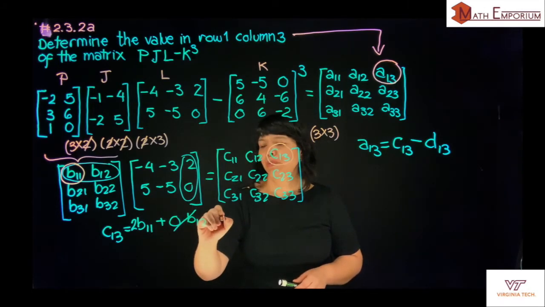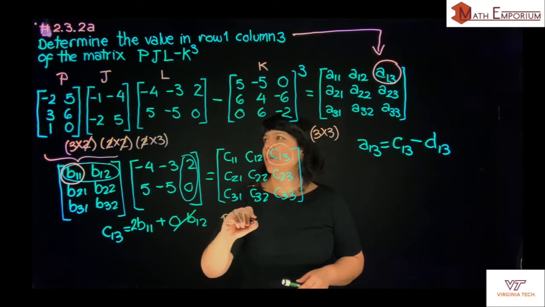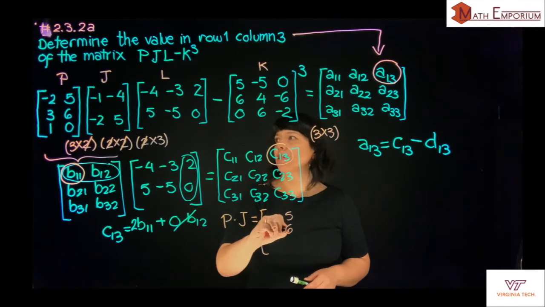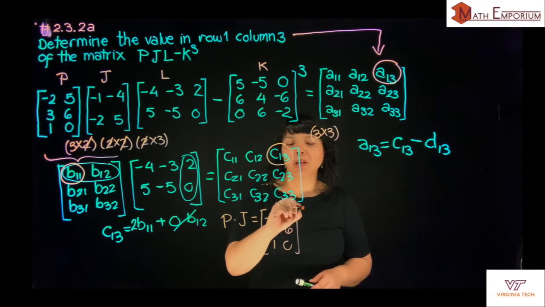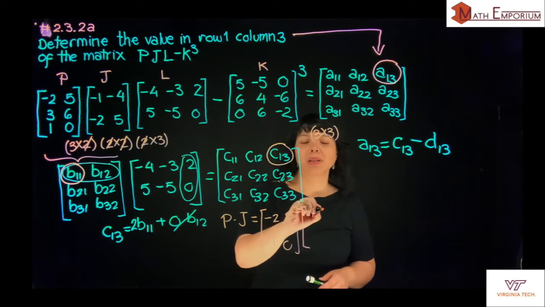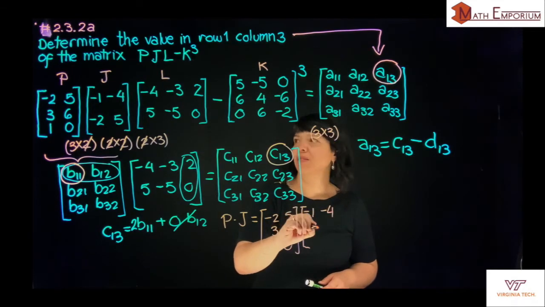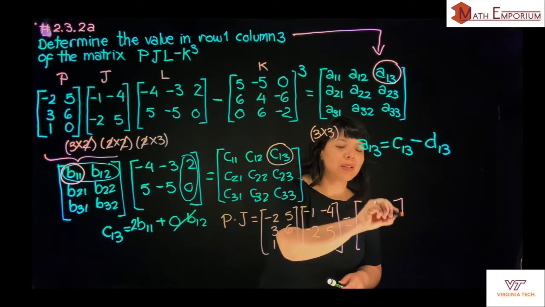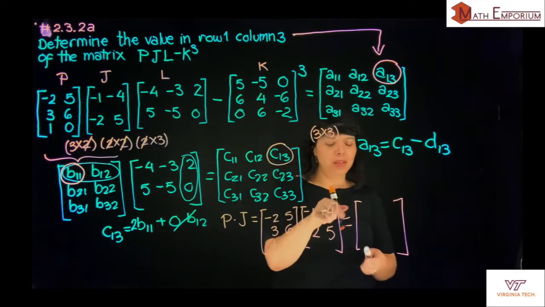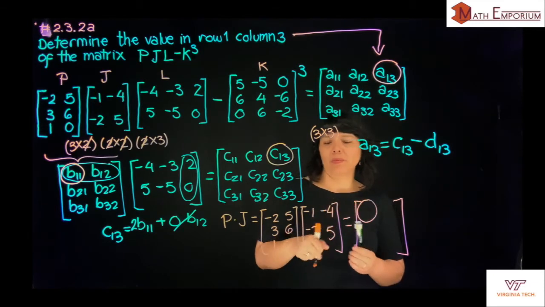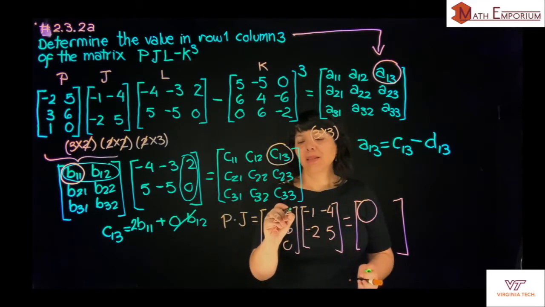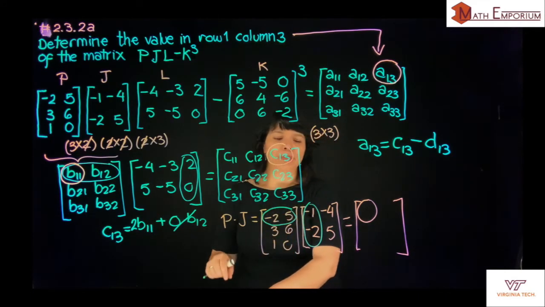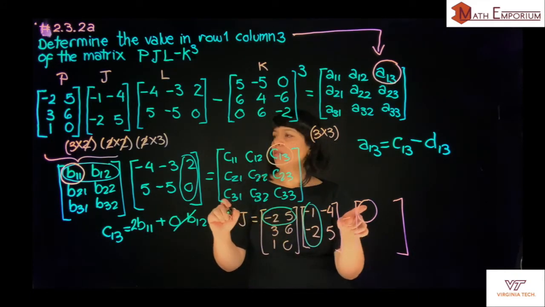So if I do P times G, that means that I'm going to have negative 2, 5, 3, 6, 1, 0 times negative 1, negative 4, and negative 2, 5. And again, the only number that I care about here is going to be the one here. So that number, I get it by combining these two.